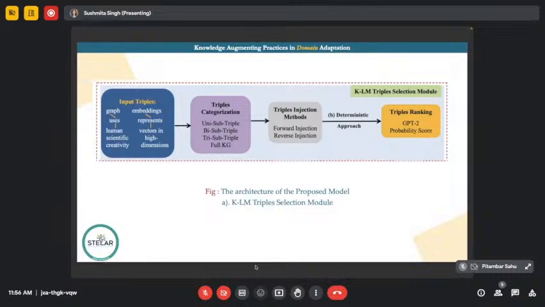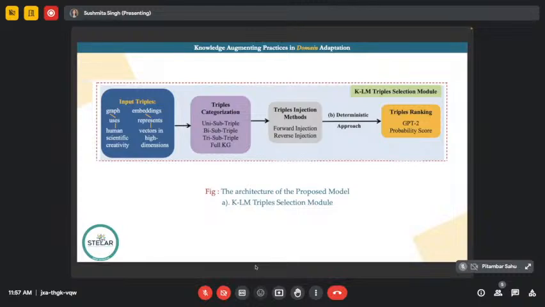What we do basically is we first take an input and segregate our triples. We categorize the triple based on the length of the subject. Length of the subject means, if I say Rome is the capital of Italy, Rome is the subject, and it's just a single token. So we call it a uni-sub triple. But if I say Narendra Modi is Prime Minister of India, then Narendra Modi is 2 tokens. So that represents the length of the subject of the triple as 2 tokens. Then it becomes a bi-sub triple and so on.